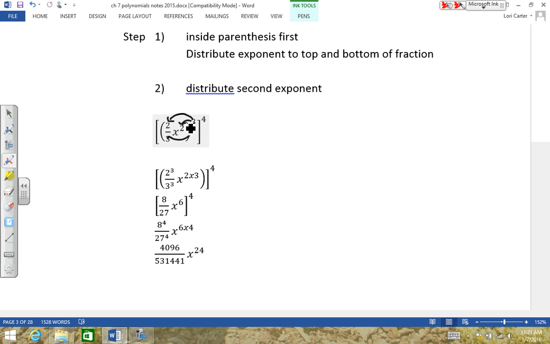So 2 cubed, 3 cubed, 2 times 3. What's 2 cubed? No, 2 cubed is not 6. What's 2 times 2 times 2? 2 times 2 is 4, times 2 is 8. You have to cube them both. 3 cubed is 27. All right. So we have 2 cubed, which is 8, and 3 cubed, which is 27.